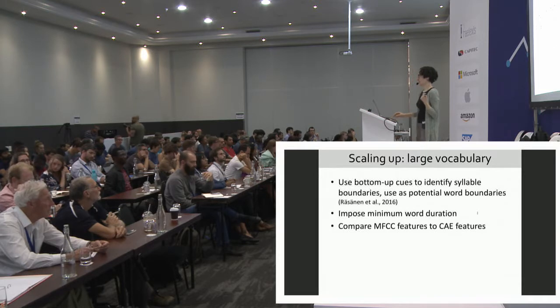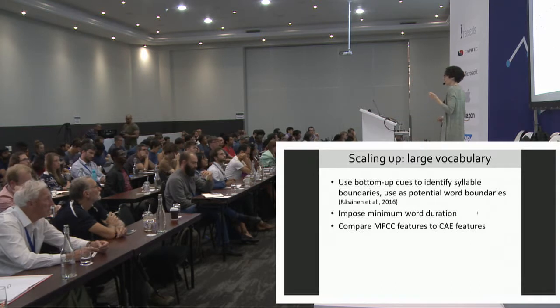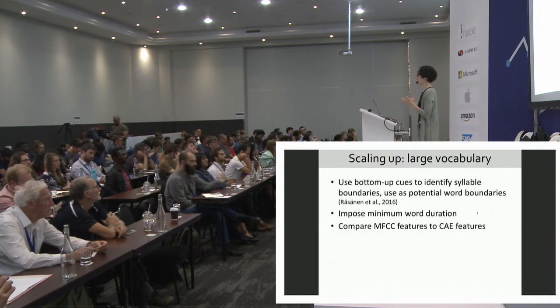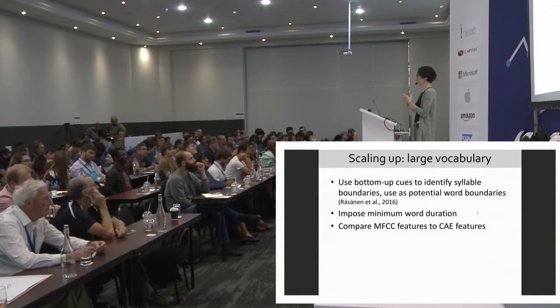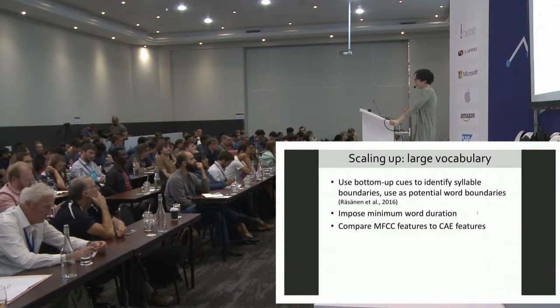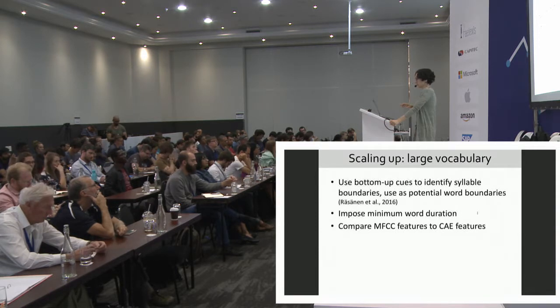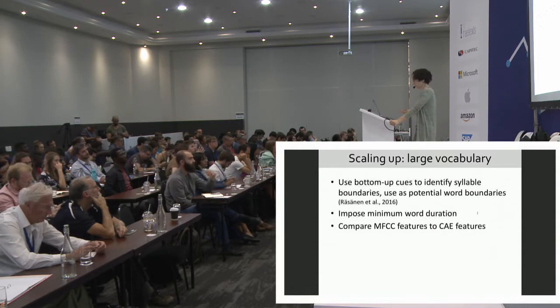We also imposed a minimum word duration. That was partly for computational reasons, but also partly that we discovered that it tended to over-segment things. And the other thing we wanted to do here was actually to compare the traditional MFCC features used as input to this system with our Correspondence autoencoder features that I talked about in the first part of the talk.